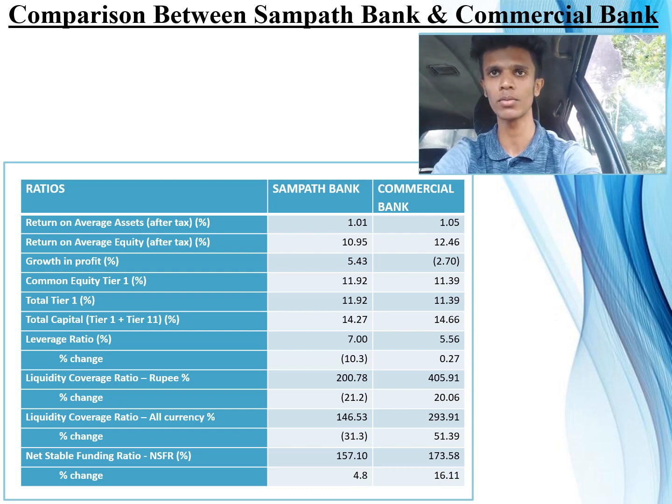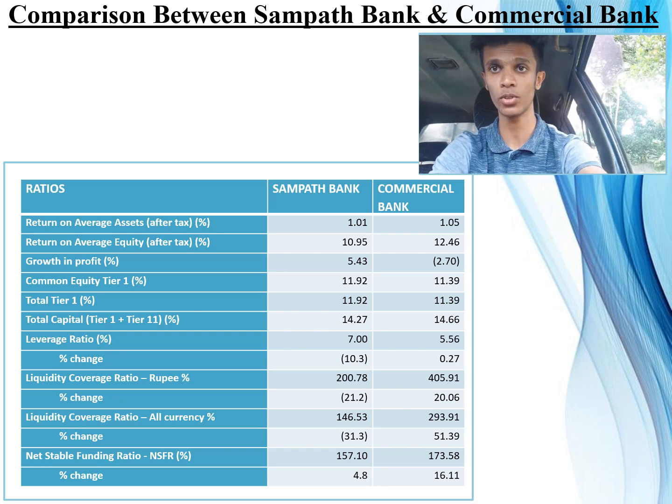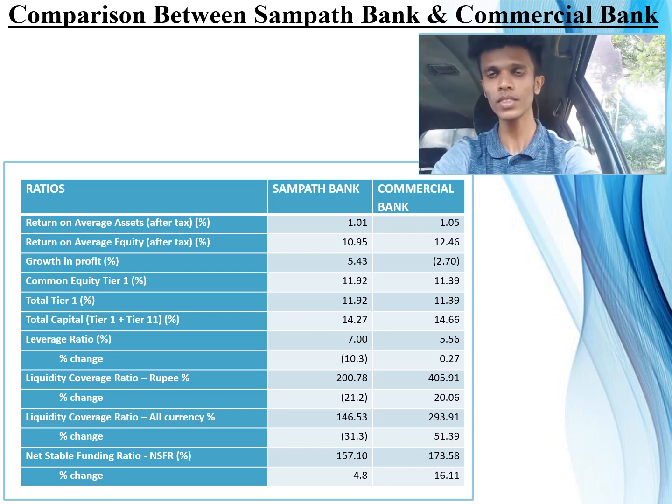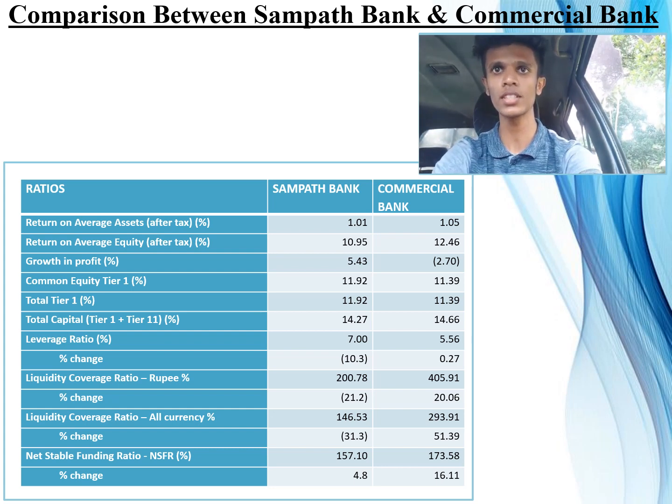And the third one is the growth in profit ratio. Sampath Bank's growth in profit ratio is 5.43% and Commercial Bank's growth in profit ratio is minus 2.70%. Sampath Bank has positive profit growth while the Commercial Bank shows a negative growth in profit. The positive growth rate suggests that Sampath Bank is expanding its profits, while the negative growth at the Commercial Bank indicates a decline in profit. The Commercial Bank may have faced challenges or incurred losses during the period.